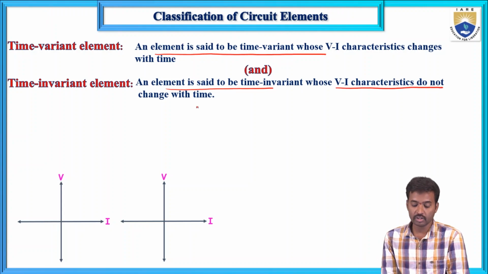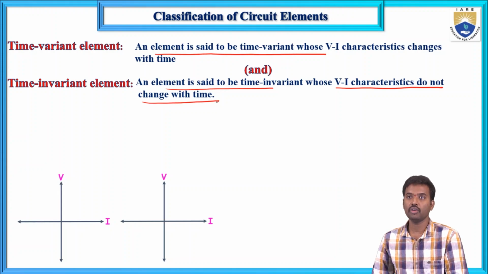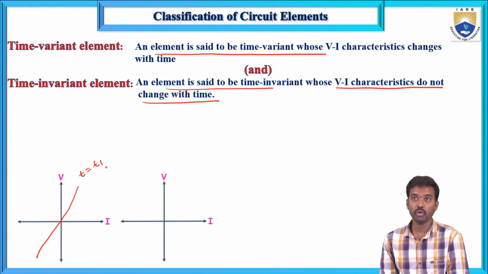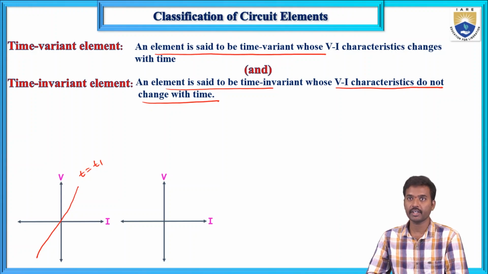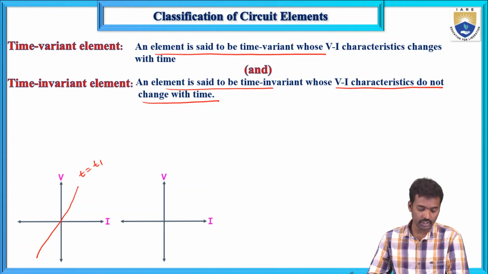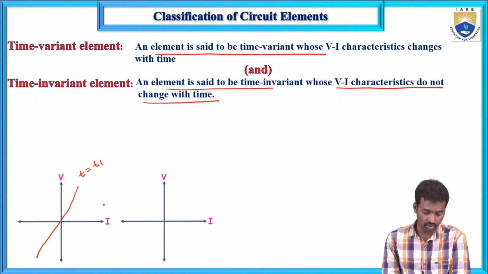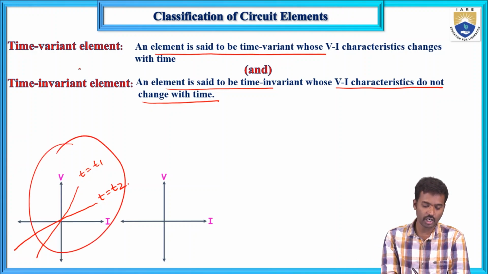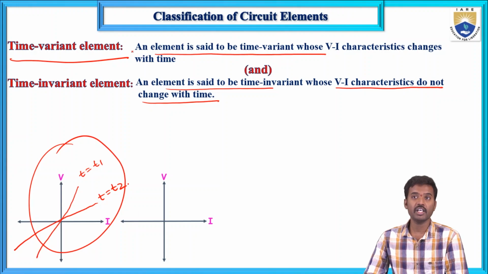So voltage-current characteristics do not change with respect to time. Now if I draw, this is the one at t equals t1. At this time I am measuring and drawing the voltage-current characteristics. Now this value changes after some time, so this is t equals t2. Same element, but for different times the voltage-current characteristics are different. Such elements are time variant because of the aging effect.